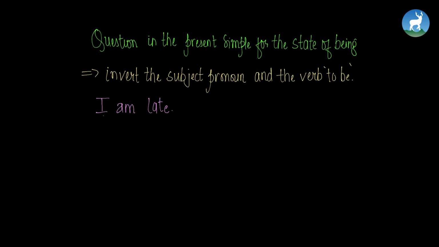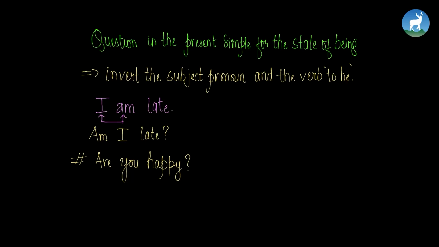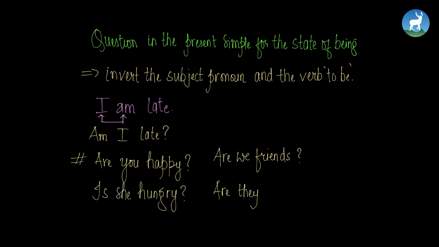Here, as I have just explained, we are now about to invert the subject pronoun and the verb to be. So the question is written as, am I late? We put a question mark. Likewise, let's take some examples. Are you happy? Some more. Is she hungry? Are we friends? Are they teachers?